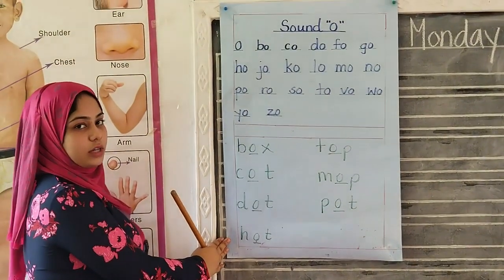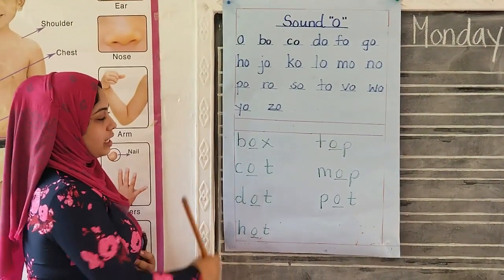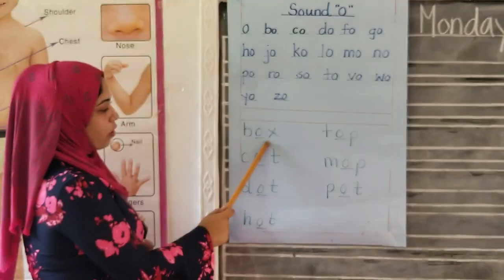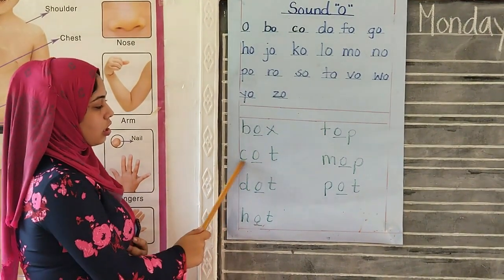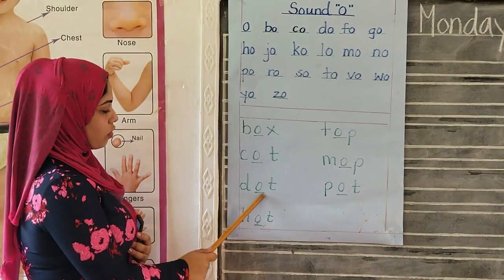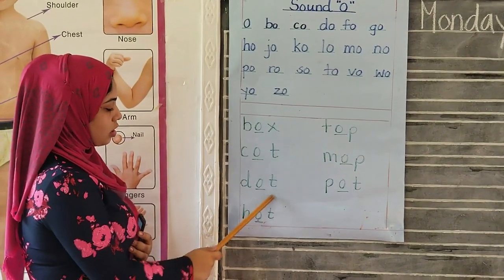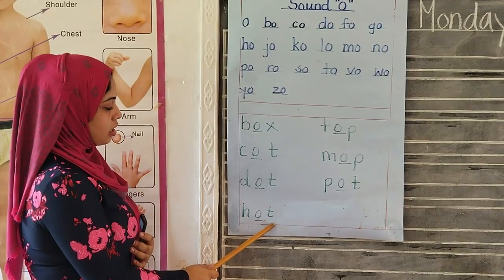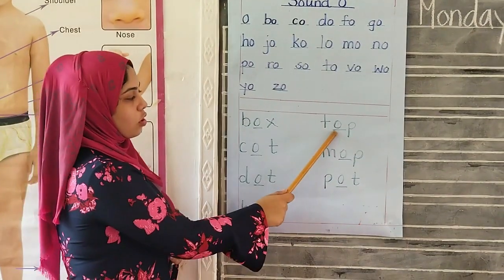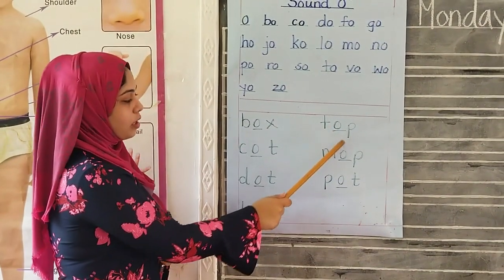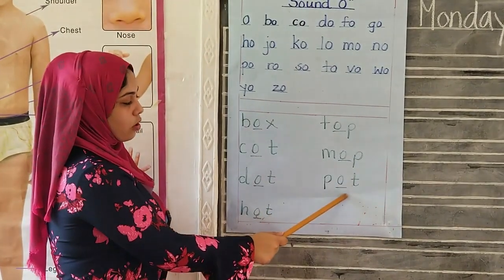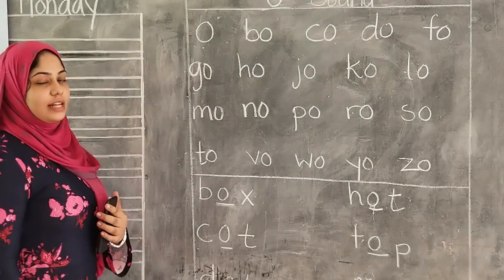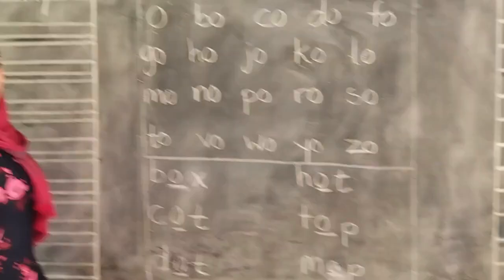Here we have our words which we made with sound O. Let us read. Box, box. Coat, cot. Dot, dot. Hot, hot. Top, top. Mop, mop. Pot, pot. Let's sing a song.